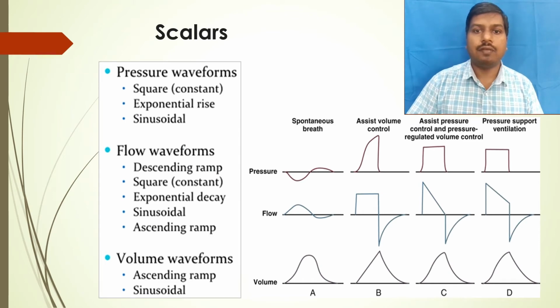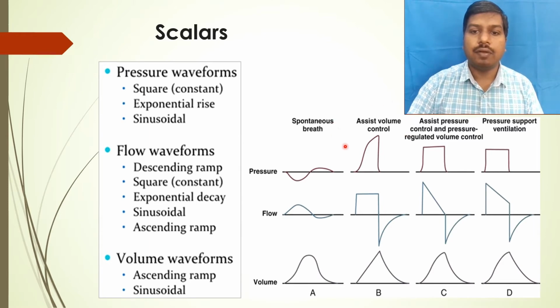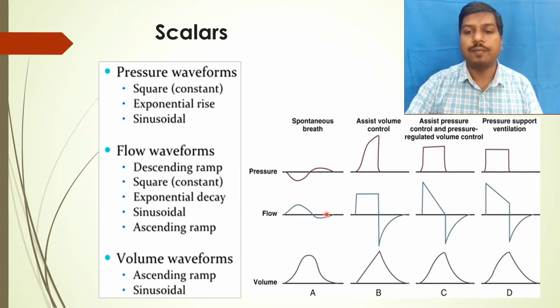Regarding ventilator graphics, they are divided into scalars and loops. Scalars are continuous records of the pressure, flow, or volume changes with time. From here you can see that in volume targeted ventilation, the pressure scalar is an exponential rise, whereas the flow scalar is square shaped. In pressure targeted ventilation, the pressure waveforms are square shaped and the flow scalars have a decelerating pattern. So by just looking at the ventilator graphics, we can know the mode of ventilation.